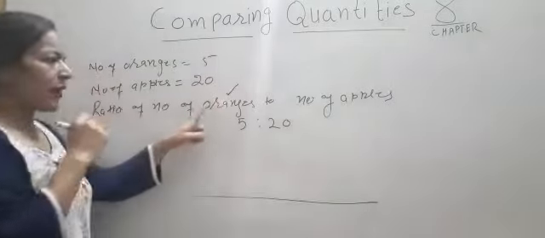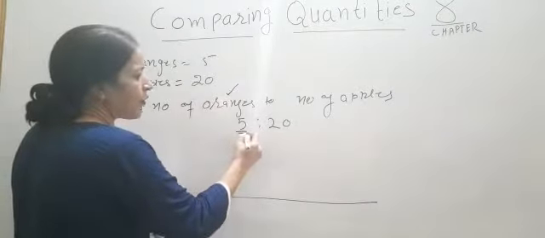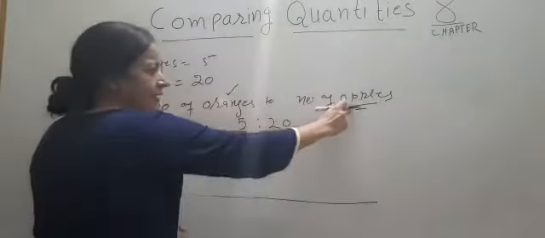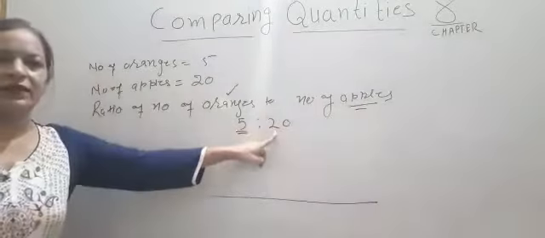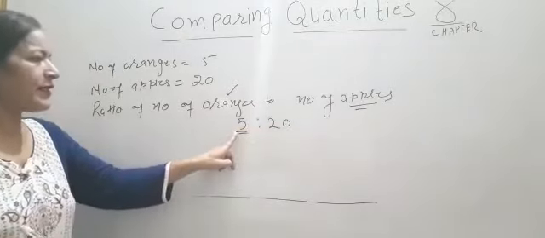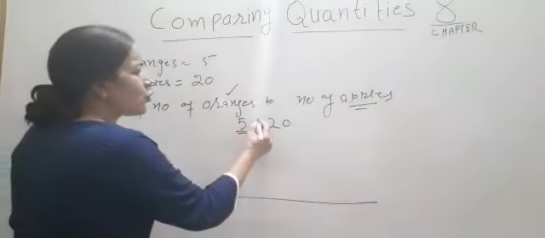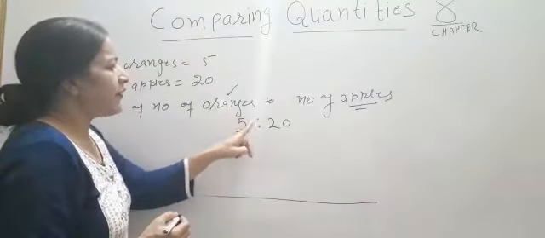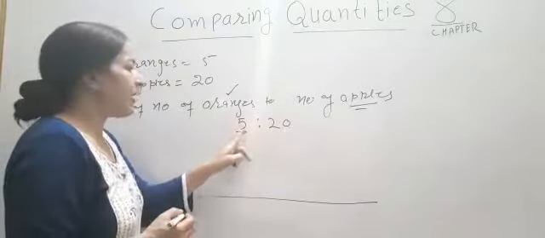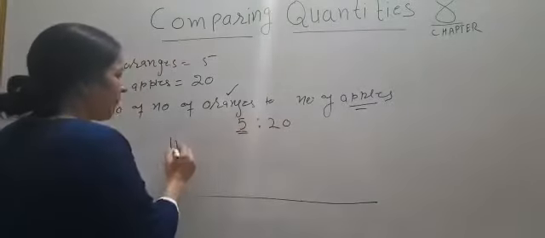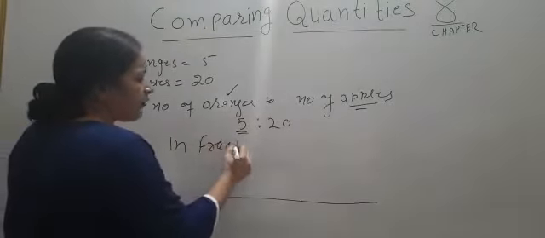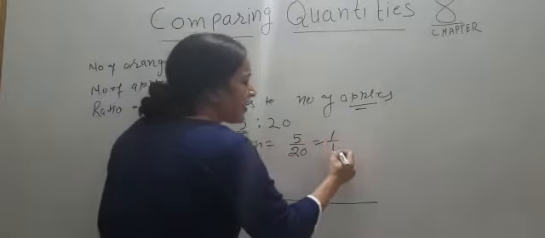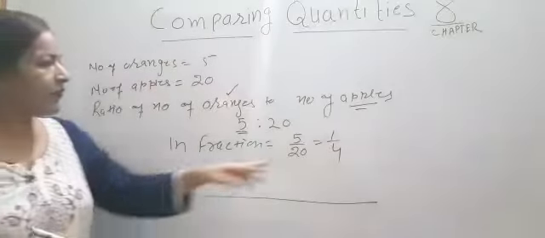Oranges I have said first, so I write number of oranges first. Apples is second in the sentence, so number of apples here. Number of oranges, number of apples, and these two dots we read as "is to". 5:20, and in fraction we can write it 5/20, which means 1/4, and we will read it as 1/4.